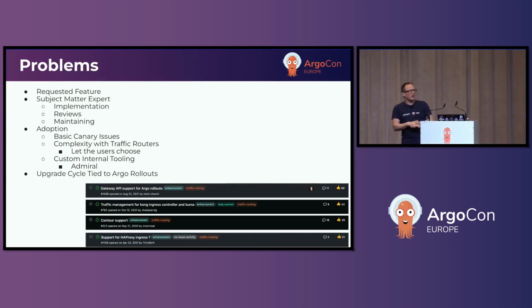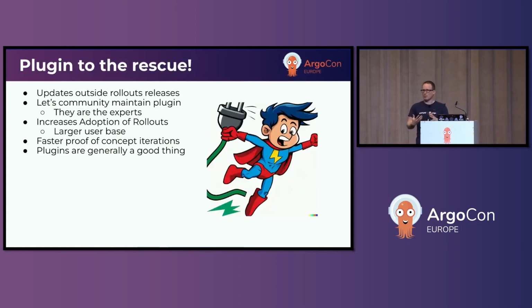The other thing is there are companies that have custom internal tooling, right? A traffic router that doesn't exist in the open source. At Intuit, we use a fork of Admiral to do multi-region traffic routing and things like that. So to more fully support larger corporations that have internal tooling around traffic routing is another problem that having a fixed set of traffic routers creates. And then there are upgrade cycles: a particular traffic router will have a bug in it, and it can't really get fixed until Argo Rollouts makes a release. Those are all issues that I noticed come up within the project.